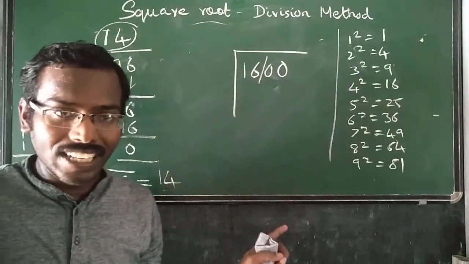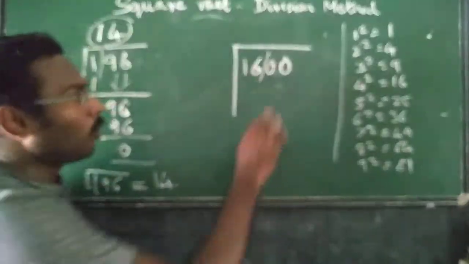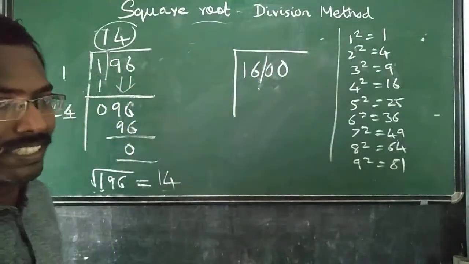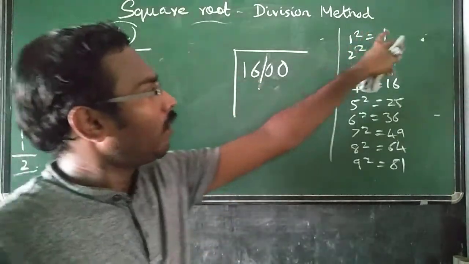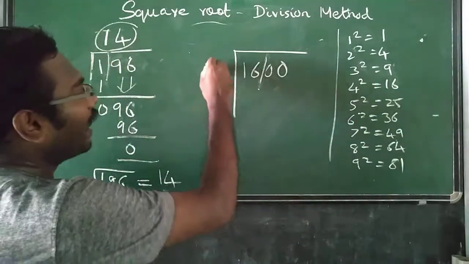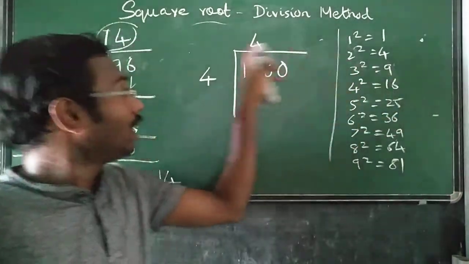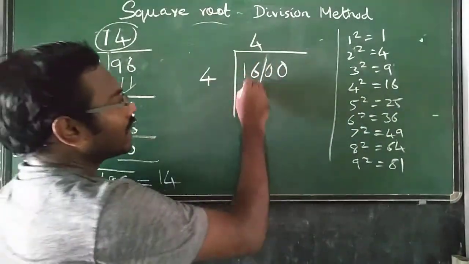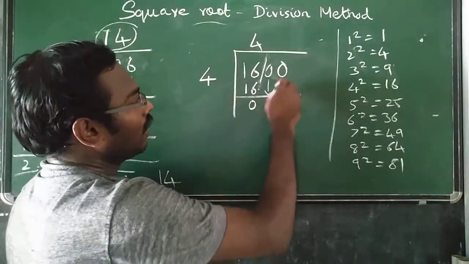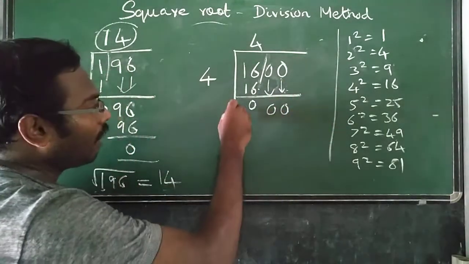Is it clear? Similarly, here it is an even digit number, 4 digits. So no problem. Directly you can divide in pairs of 2. So 16 first, then 00. So 16, here you see 1, 4, 9, 16. 4 square is 16. Therefore write here 4, 4. Understood or not? 4 square is 16. So 4, 4. So the answer is 16, remainder 0. Bring down the 2 digits, which are 0, 0.